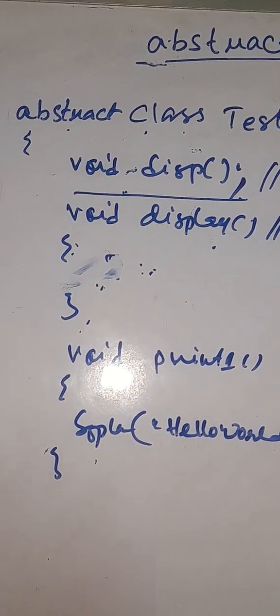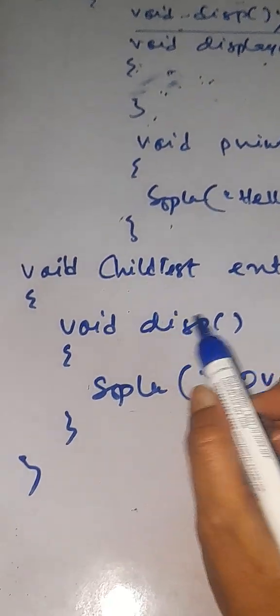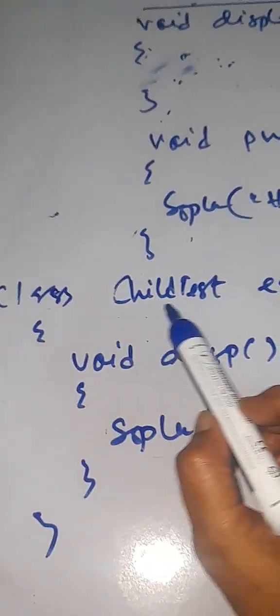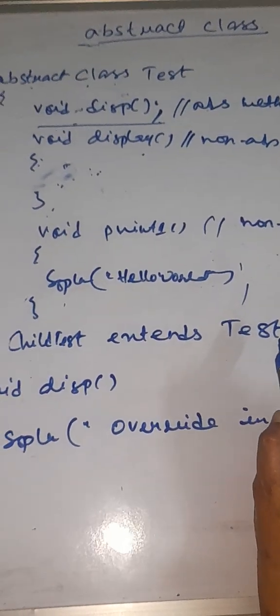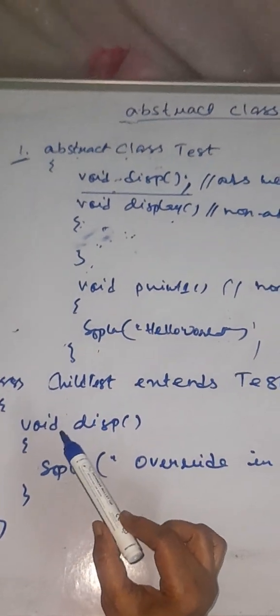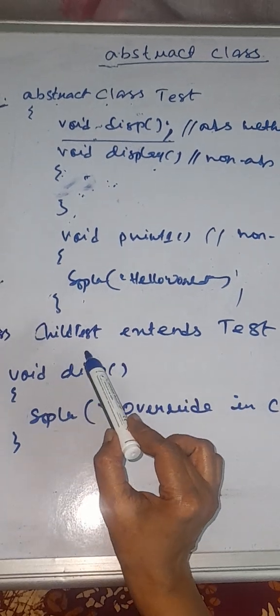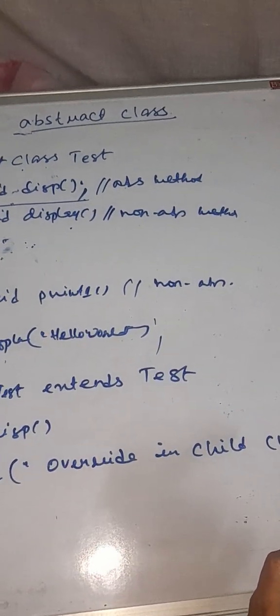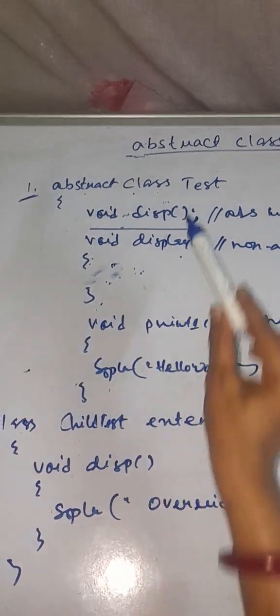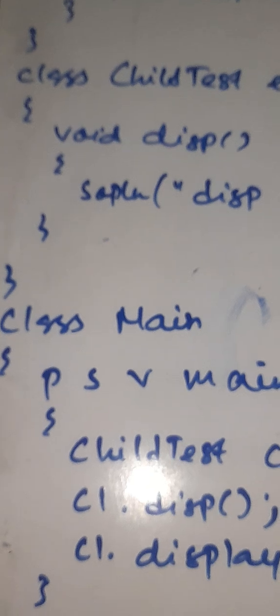So that's why we need to declare one subclass. Now you see this one, here I declared one class, that is class ChildTest, which extends Test. Clear? And here I use this void disp, which is the abstract method, and I override it within the child class. Now System.out.println override in the child class. So this one is known as the abstract method, and this abstract method I override within the child class.